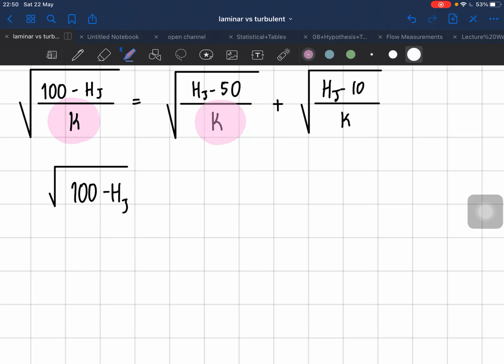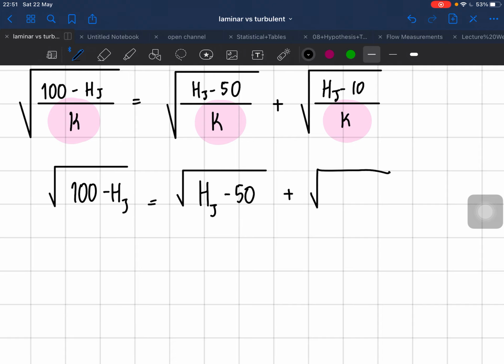So just in case we cancel this out because they're the same, equals with square root of HJ minus 550 plus. There are many possibilities, right? Or no? We need another equation. Right, we need another equation. But all we know is that Q is not equal, right?